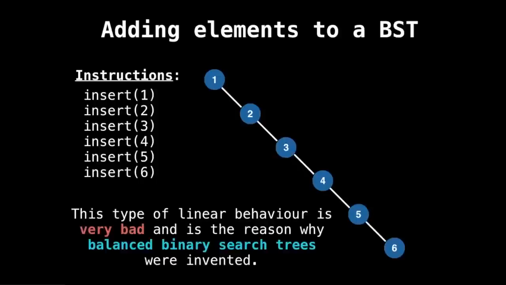So, as you can see, this type of linear behavior is really bad. And we don't want to create lines like this, because if we want to query where 6 is in the tree, or if we want to remove 5, or do anything on our binary search tree, we first need to find the node. That's going to take linear time, and this is bad.